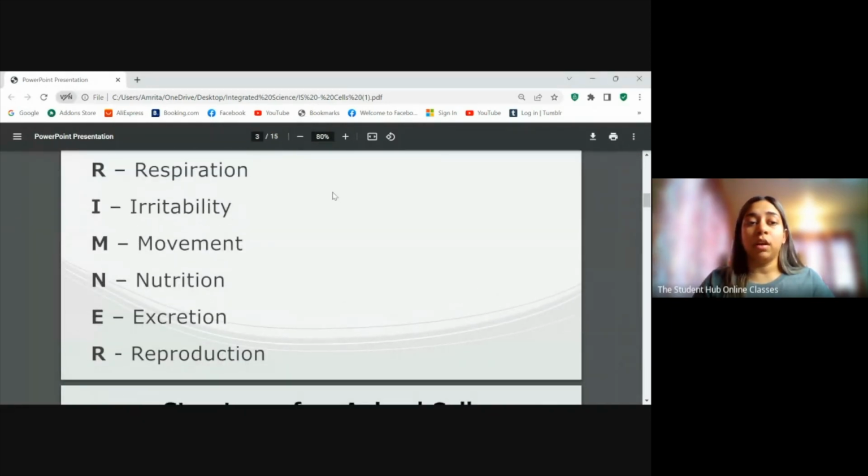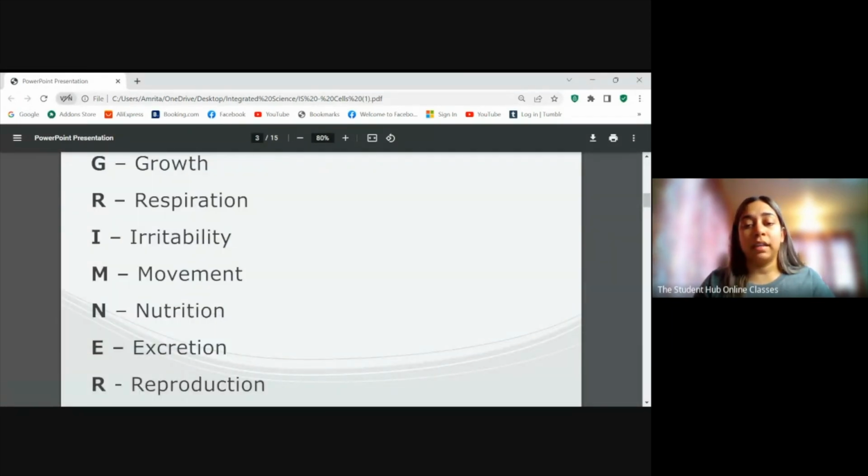Right? So GRIMNER, G-R-I-M-N-E-R. So this is what GRIMNER stands for, right? So the G in GRIMNER stands for growth. The R stands for respiration. The I stands for irritability. The M stands for movement. The N stands for nutrition. The E stands for excretion. And the R stands for reproduction.